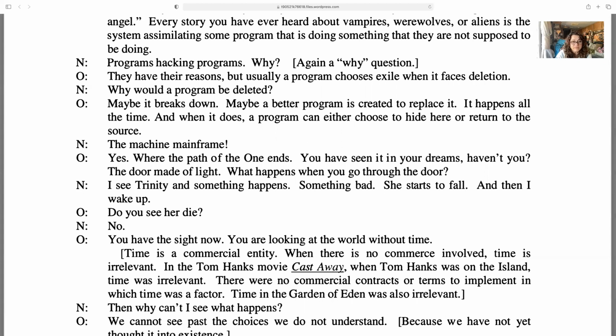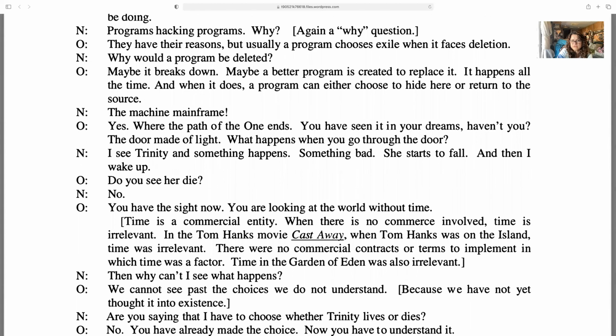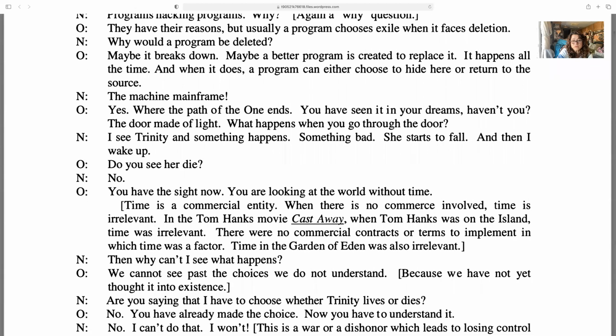Neo, I see Trinity and something happens, something bad. She starts to fall and then I wake up. Oracle, do you see her die? Neo, no. Oracle, you have the sight now. You are looking at the world without time. Time is a commercial entity. When there is no commerce involved, time is irrelevant.